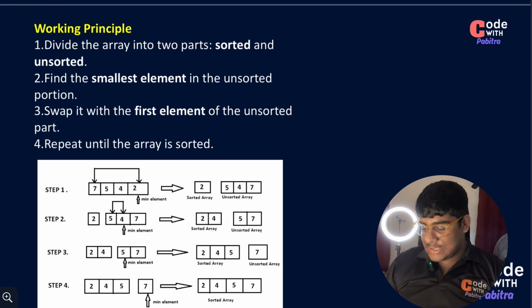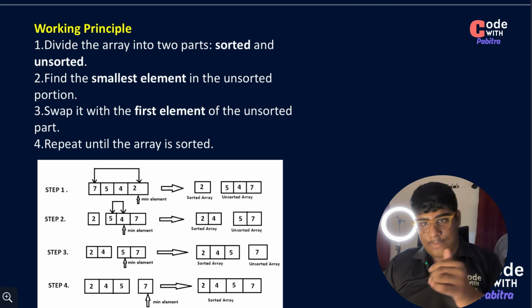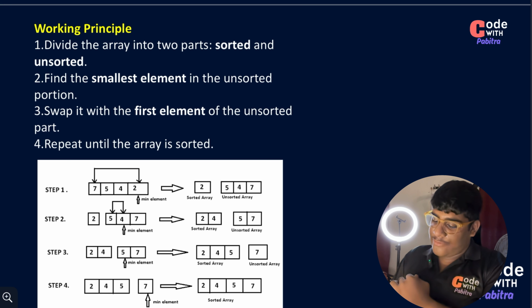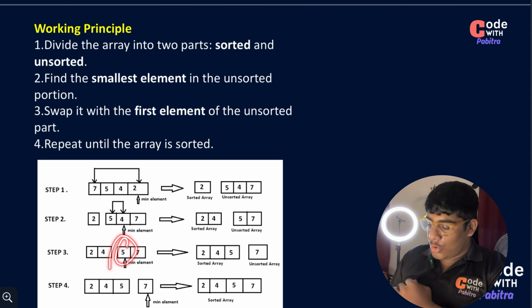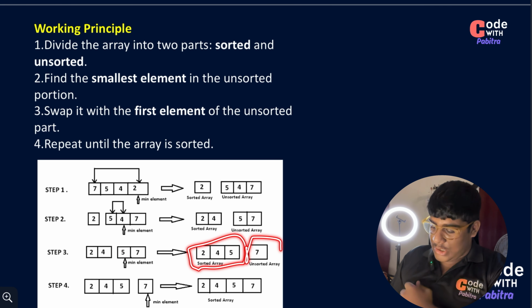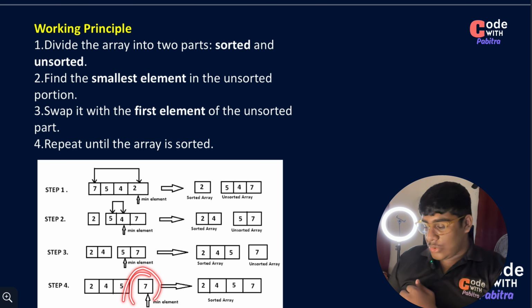Again, in step 3, we find the minimum element in the unsorted part. The minimum element in this unsorted part is 5. So 5 goes to the sorted array and 7 is unsorted here, and 7 is the last element and the minimum element on its own.